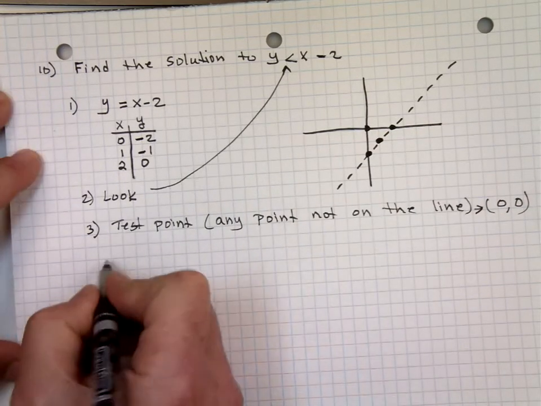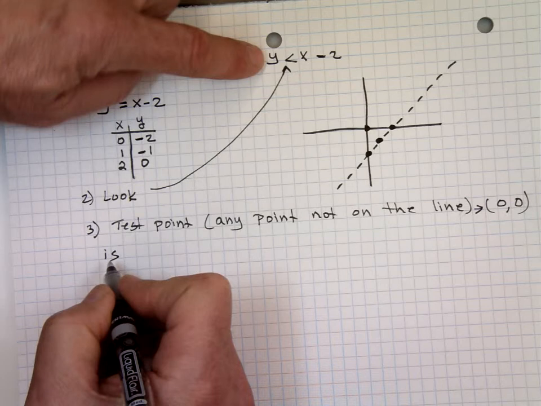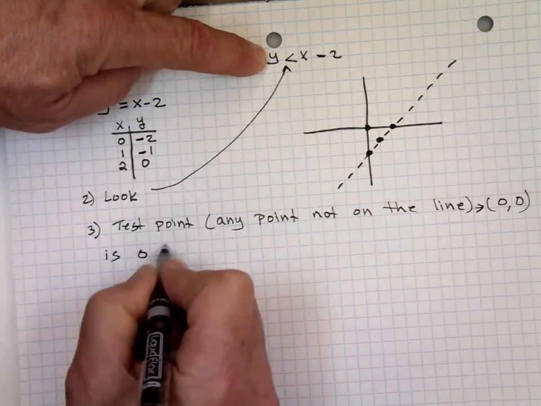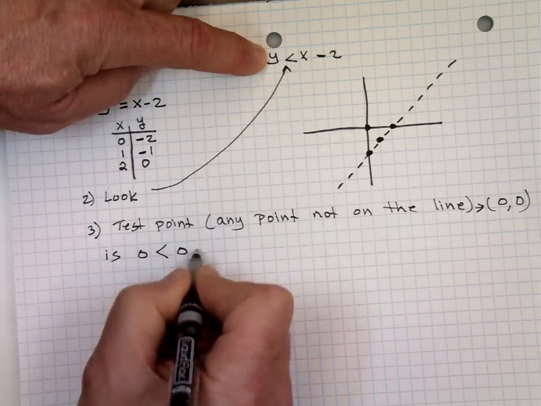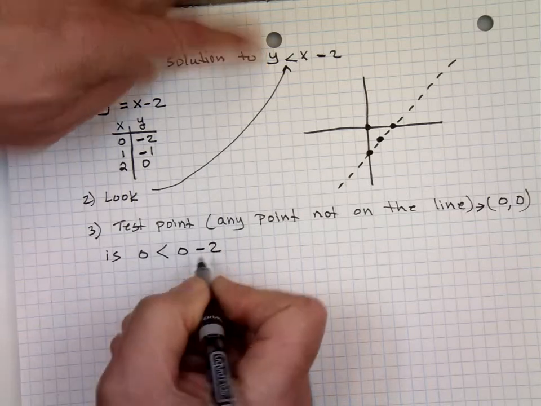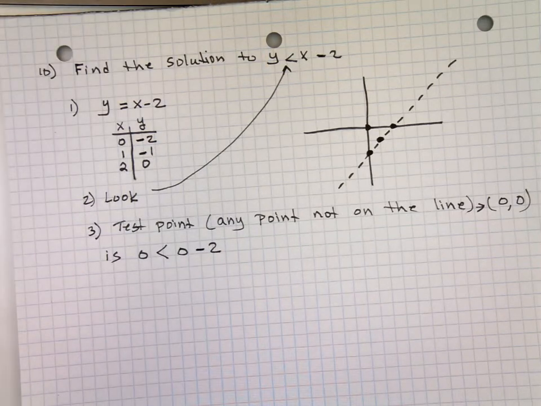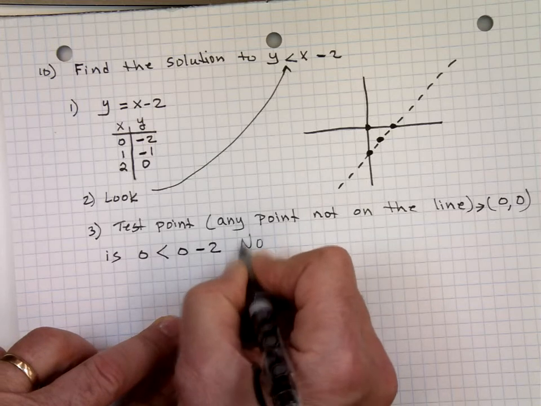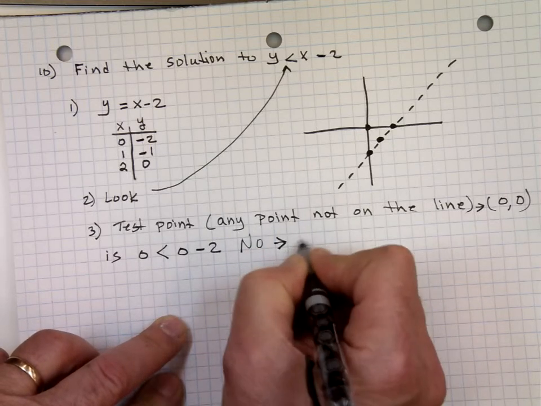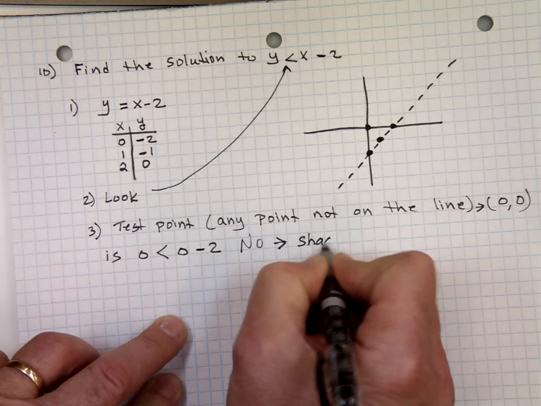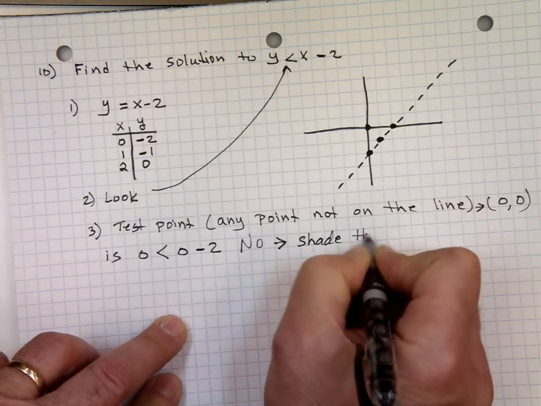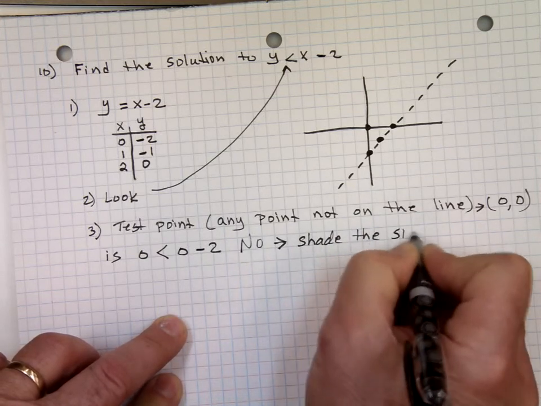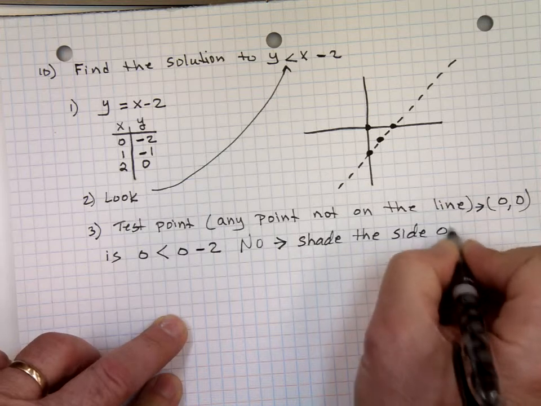Plug into the original problem: is 0 less than 0 minus 2? No. That means when it's no, you shade the side opposite to the test point.